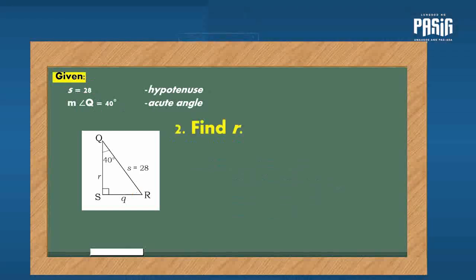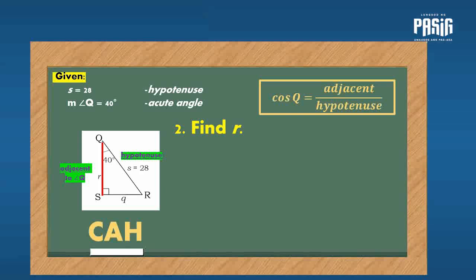Next, let us find the length of side R. The parts of the right triangle will be based on the given acute angle Q. The missing leg R is adjacent to angle Q. Side S, which is also given, is the hypotenuse. Since we have the adjacent side and the hypotenuse, we will use the mnemonic CAH, or cosine Q equals adjacent over hypotenuse. Using substitution, we will have the following.